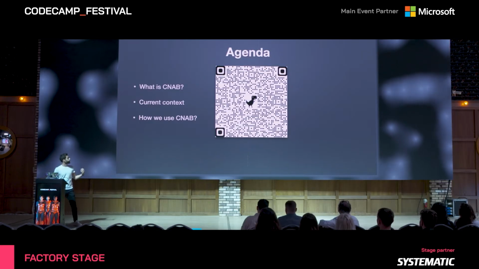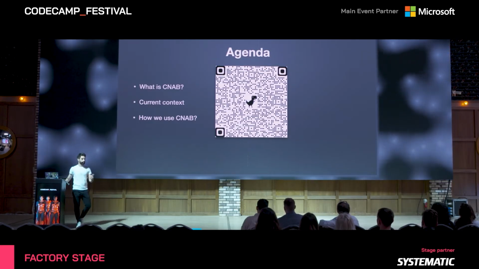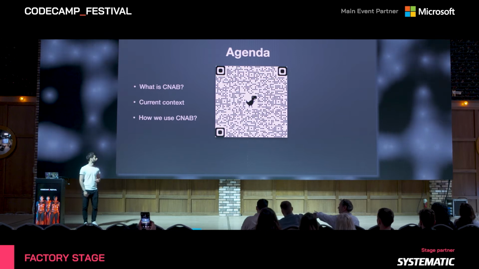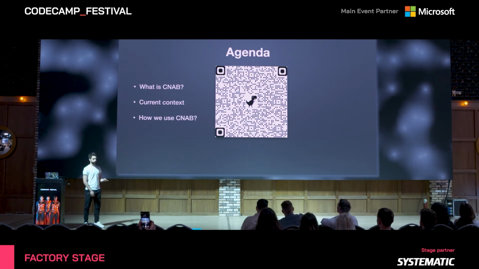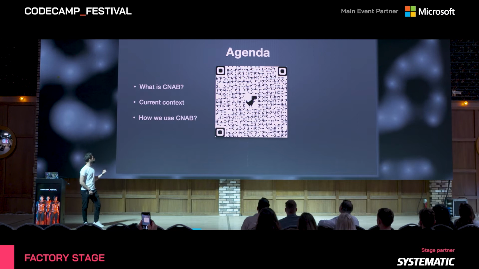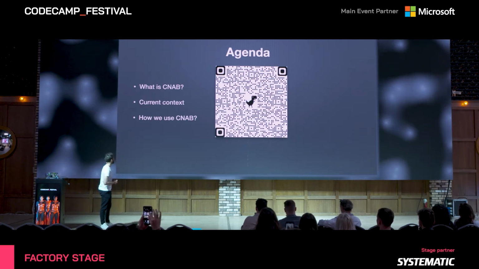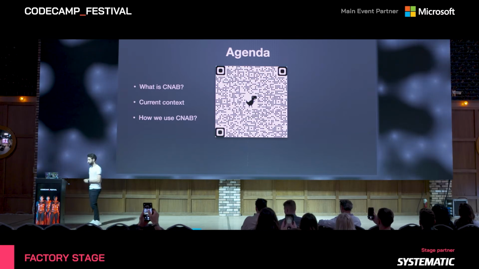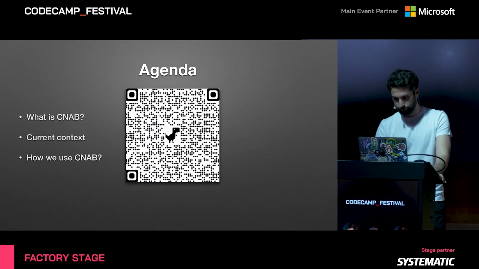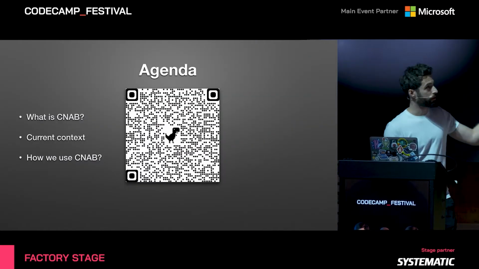Okay, today's agenda. I'll try to be short because I know after me is the lunch. So we're going to tackle 3 subjects: what is CNAB, the current context from a technological point of view, and how we use CNAB and when to use them. Cool. Have you scanned the QR code?